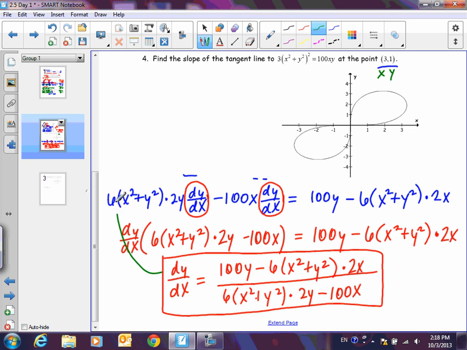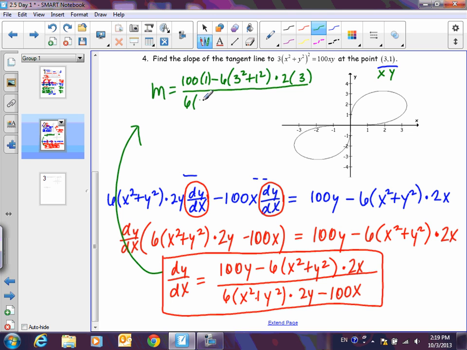All right, so I'm going to go back here, and my slope at this point is going to be 100 times 1 minus 6 times 3 squared plus 1 squared times 2 times 3. I made my first period class do all this without the calculator. It's the afternoon. It's not that hard. Listen, a student in elementary school could do this. It's not that bad of number crunching.